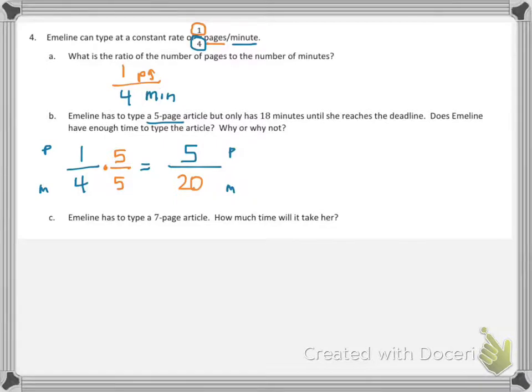Part C, Emmeline has to type a 7-page article. How much time will it take her? Well, we're going to use our original ratio, 1/4. That's pages to minutes. And this time I want my number of pages to be 7. So I'm going to put a 7 on the pages side. And then I'm going to find my constant. I know I can multiply by 7. 1 times 7 is 7. So 4 times 7 gives me 28. A 7-page article would take 28 minutes.